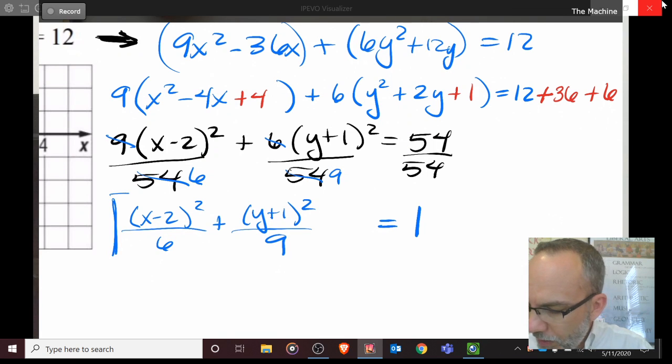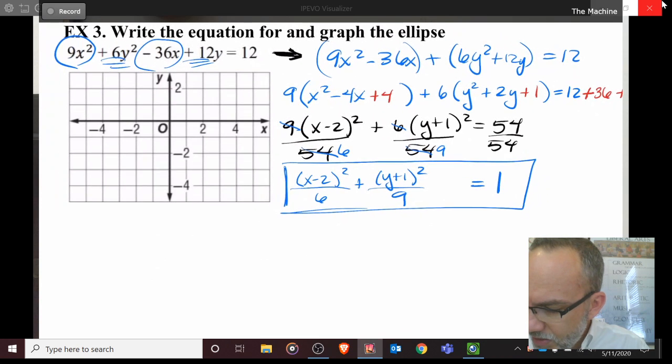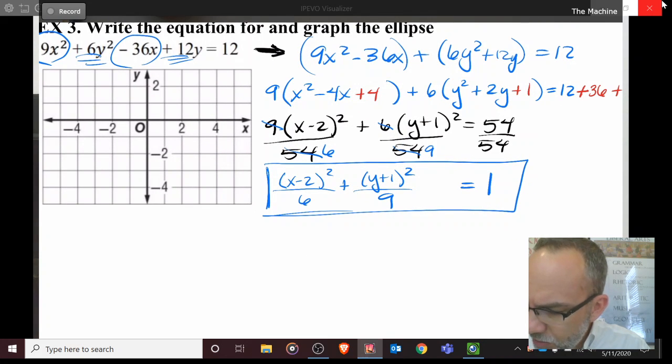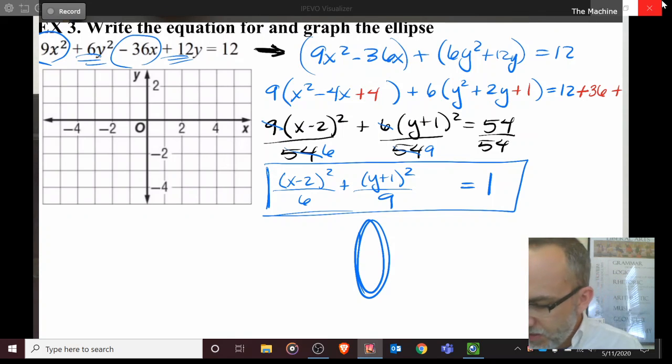Well, to graph it, all I really need to do is plot the major and minor axes, or even just the vertices and the co-vertices. Okay? So what I can see here now is this. I can see that my denominator under the y, the 9, is bigger than 6, which means it's going to be an ellipse that opens kind of up and down. Okay? Now, where's the center? The center is going to be h, k, 2, negative 1. So let me come over here and I'll do it in red. 2, negative 1. Here's my center right here.